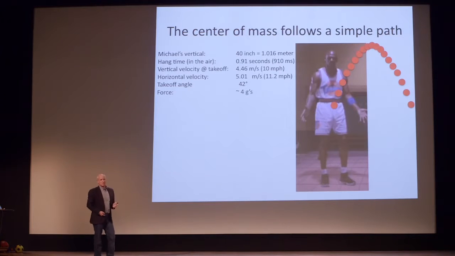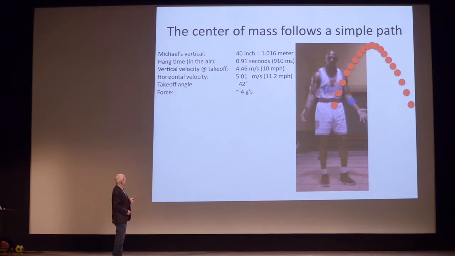Here are some statistics about Michael. He's one of the greatest jumpers, apparently. There are many different ways people measure this, but he basically has a 40-inch or 1 meter vertical jump. The hang time, the time in the air, is only about 9/10 of a second. And so another reason it seems longer is, of course, slow motion.